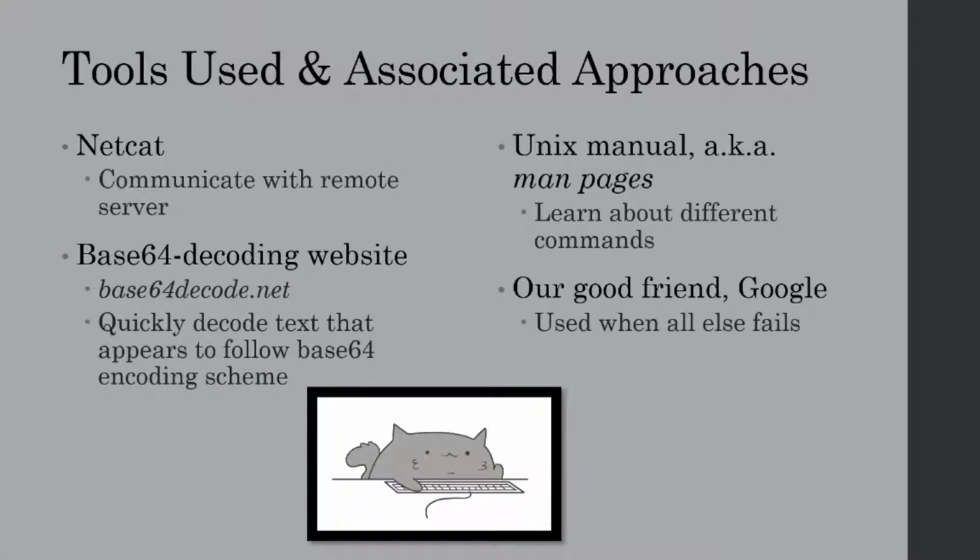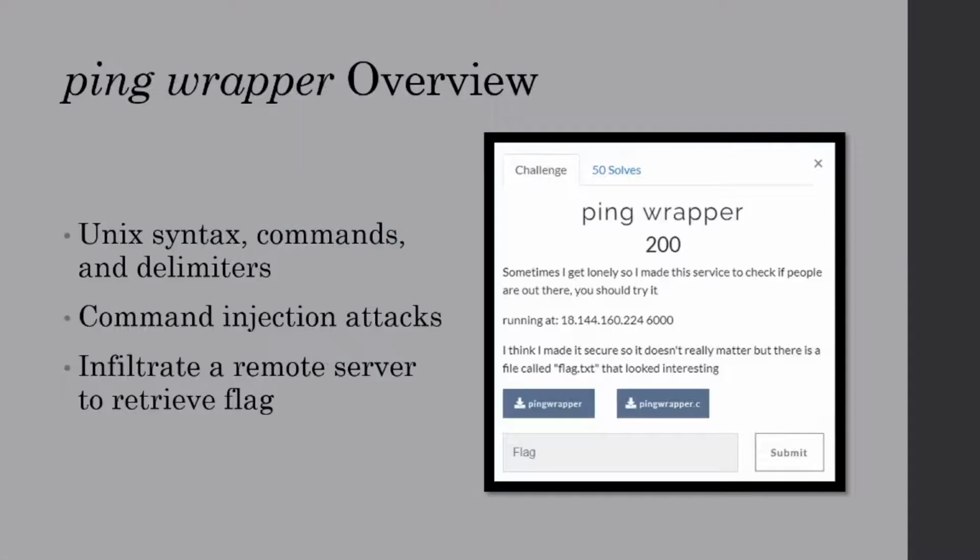As for the tools we used and the approaches for this challenge, we used several things. The first being netcat, which was really used to communicate with the remote server, because if we go back and look at the clue for the challenge, we're given an IP address and a port number, so we know that we need to communicate with a remote server, probably to get the flag.